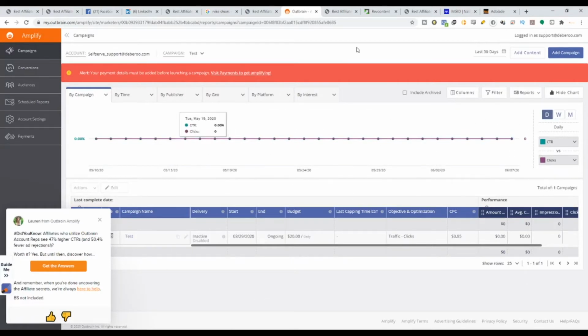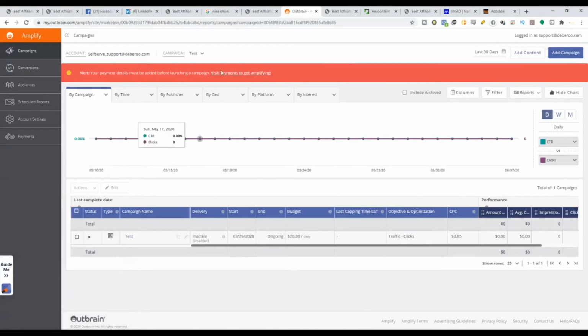So this is the interface of Outbrain. You can see it's pretty simple and pretty easy to see. All you've got to do is go and add campaign. When you start adding a campaign, you can go ahead and start creating a campaign from scratch. And later on, you can add content for that campaign as well. So it's really easy to use, and it's one of the best traffic sources for native ads when it comes to affiliate marketing.